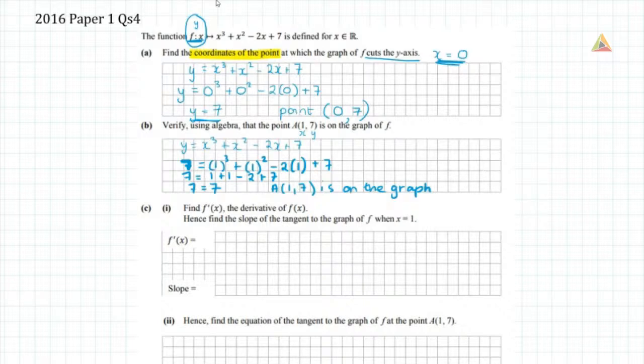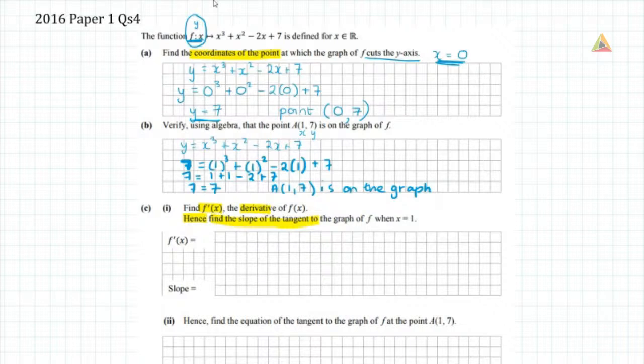So we haven't had to use our differentiation yet, but I see in part C that it says find f dashed of x, the derivative of f of x, and then I'm going to see a hence. So I'm going to have to use that answer, find the slope of the tangent. Okay, so we've got a few parts here that are telling me I'm going to be using differentiation. So find f dashed of x, the derivative of f of x.